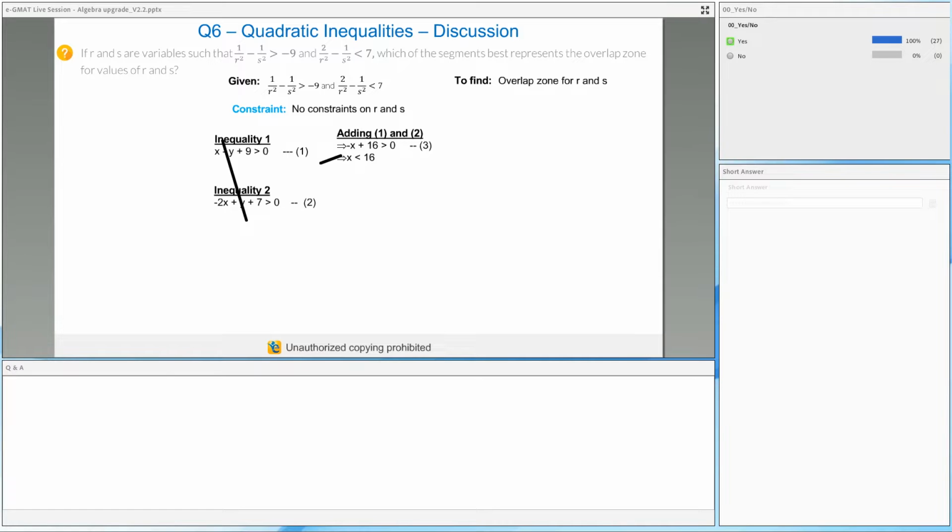Now once I have the value of x, I need to find y. Now look at these two equations: x minus y plus 9, and this equation, minus x plus 16. Since I need to eliminate x, I can take these two equations 1 and 3 and add them up. If I add up, minus x plus x will get cancelled out. I'll be left with minus y plus 25 is greater than 0, or y is less than 25. So far so good. Please mark yes if this is clear.